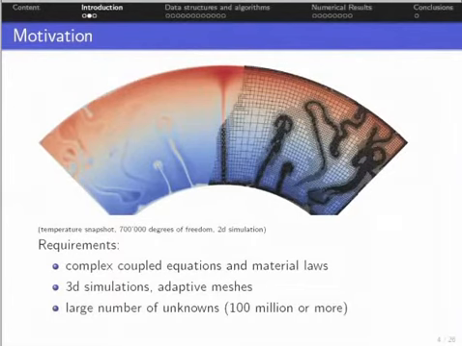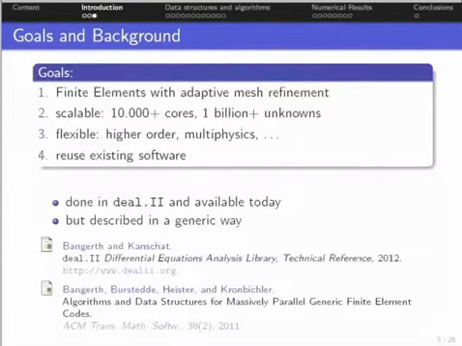Another thing is that the equations are really complicated. You have all kinds of quantities you want to track, material properties, and so on. So it's a very complicated system. And on top of that, even with adaptivity, you end up with a huge number of unknowns. And so you need a cluster to solve these kinds of problems. So the goals here are finite elements with adaptive mesh refinement. And we want to go to 10,000 or more cores and billions of unknowns or more.